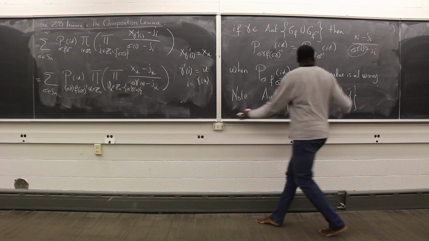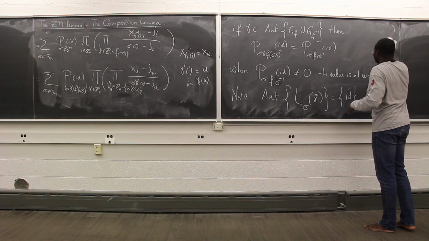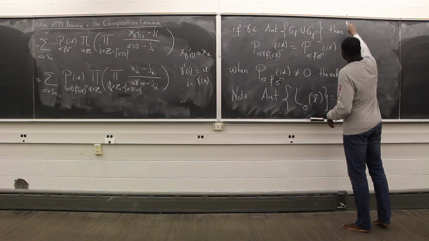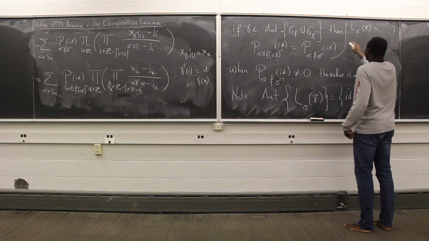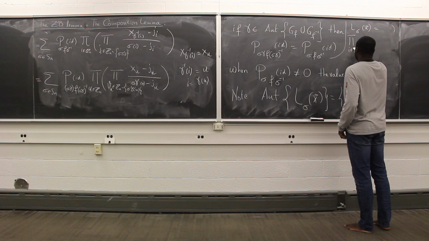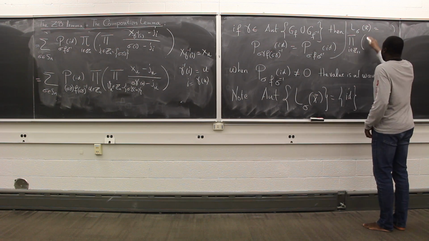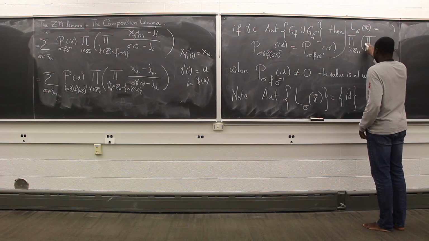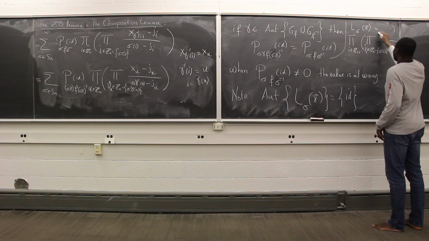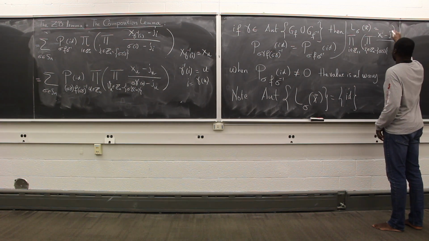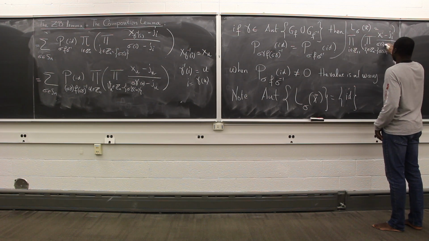So the L sigma, let me write what the L sigma is. If it's not clear, recall that L sigma of X is the product over I in Zn. And here is product of Ji in Zn minus sigma I. And here is xi minus ji, and here is sigma I minus j.